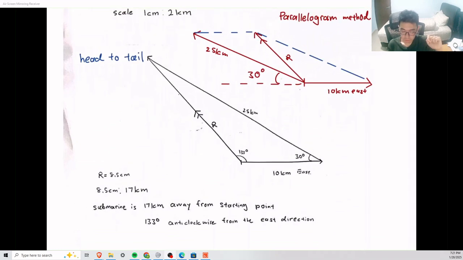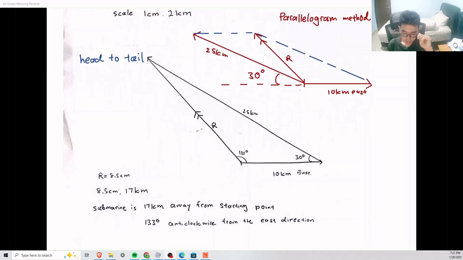Okay, so just take note of the direction. 10 km, you just draw one straight line. The 30 degrees is the one that you all need to take note of. So you need to use your protractor, with a scale drawing of 25 km, and you will get your resultant, using the head to tail.